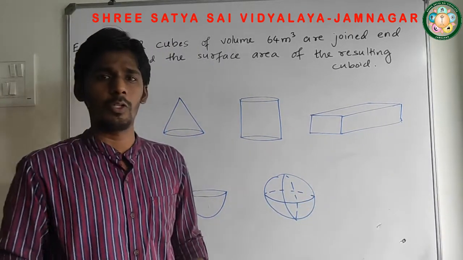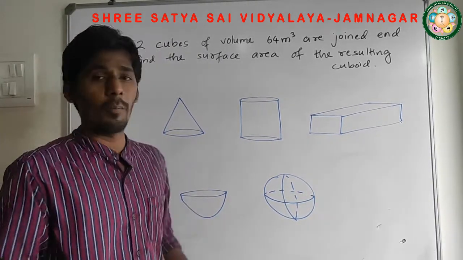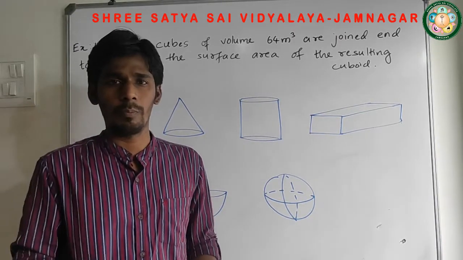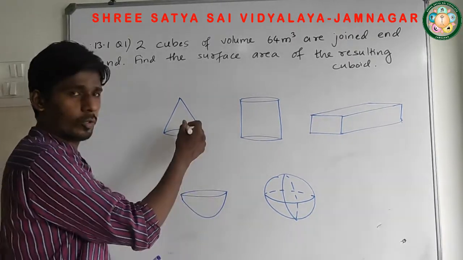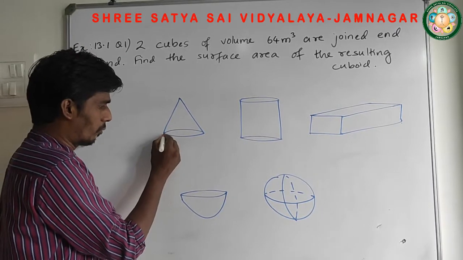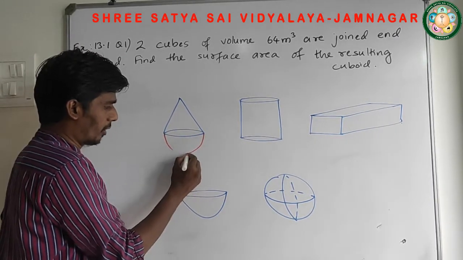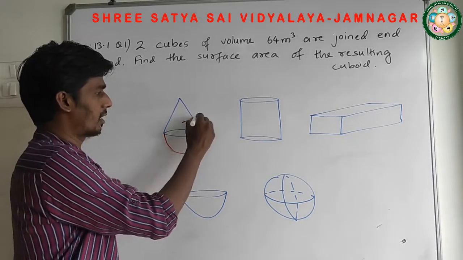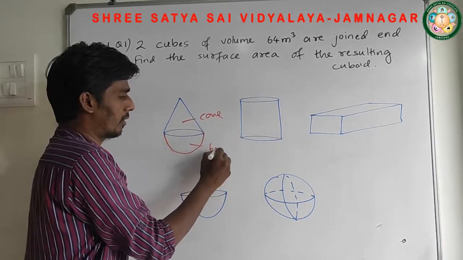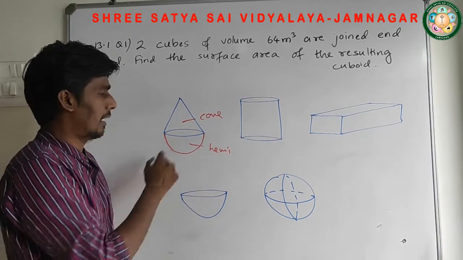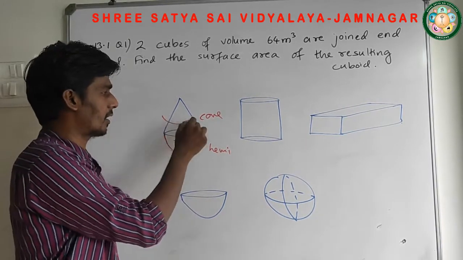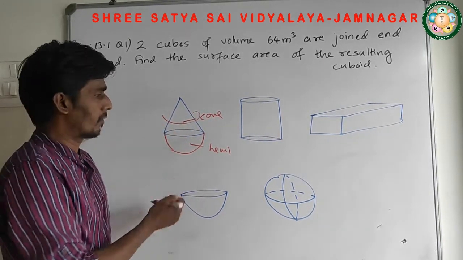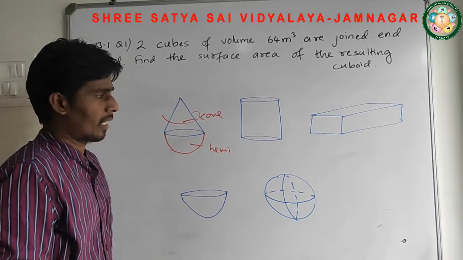Now in this exercise we are going to find the surface area of the combination of different solids. Now what is a combination of different solids? Here it is a cone. I am going to add one more solid here at the bottom, so now there are two solids here. This is a cone and this is a hemisphere. Now the question will be to find the surface area of this whole solid, combining a cone and a hemisphere.